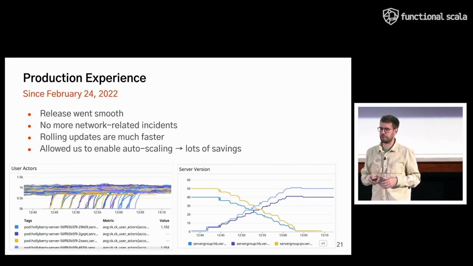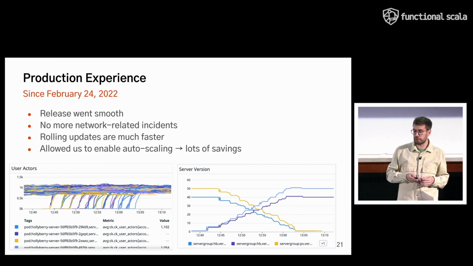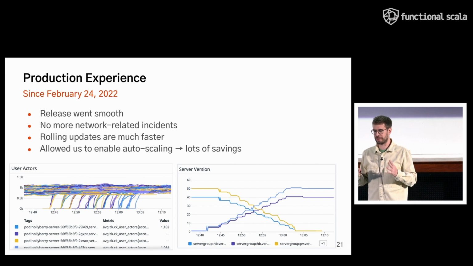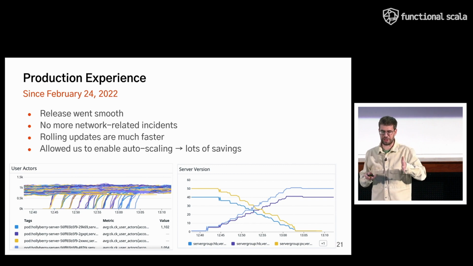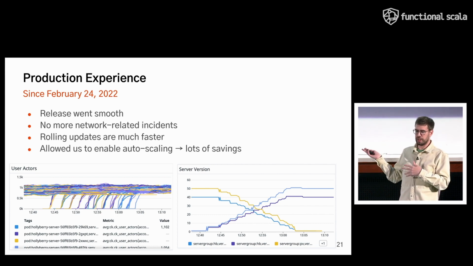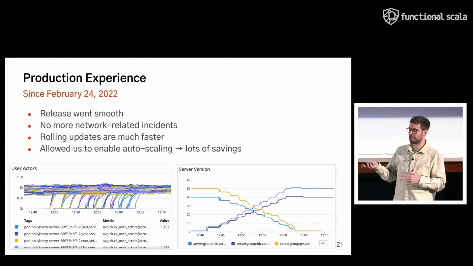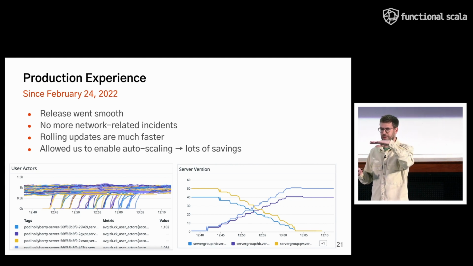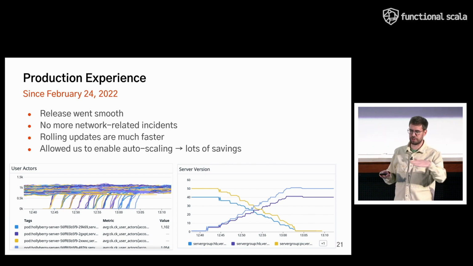We released to production in February of this year. It went really smoothly. We have had no more network-related incidents so far. Another good thing is that rolling updates are much faster, because before we were so afraid of the Akka cluster going crazy that we were adding and stopping nodes one by one. Now we are able to add or remove a lot of nodes at the same time. And for that reason, we also enabled auto-scaling. So we are saving a lot of money, because before, for the same reason, we always had the maximum number of nodes just to be sure that it was going to be able to handle the load. But now we are reducing to a minimum, and just when the load increases, we can add nodes. It's totally fine to double the number of nodes suddenly, or to reduce as well.